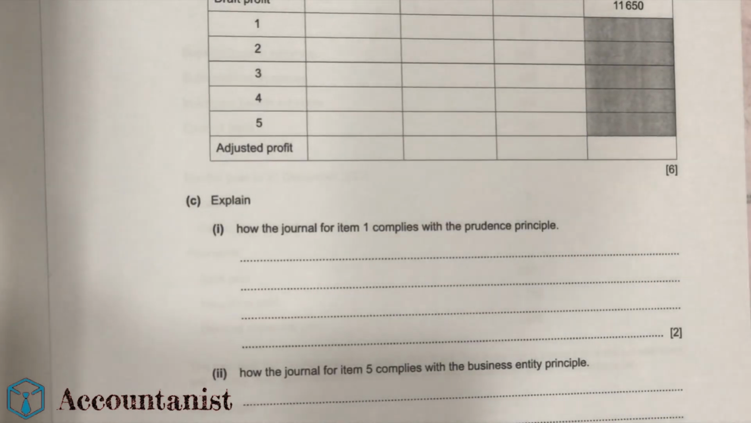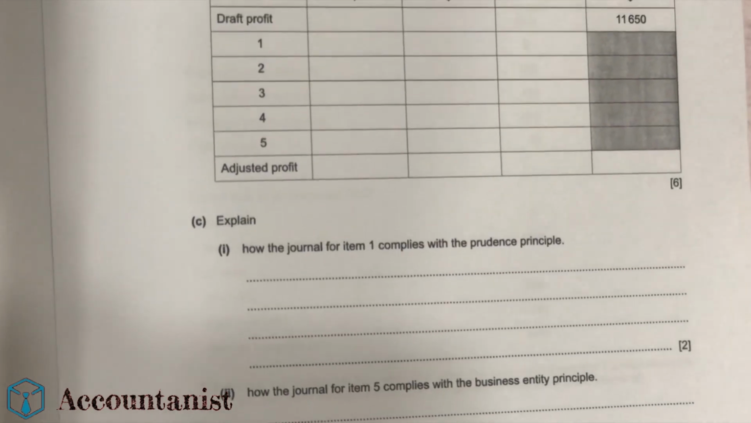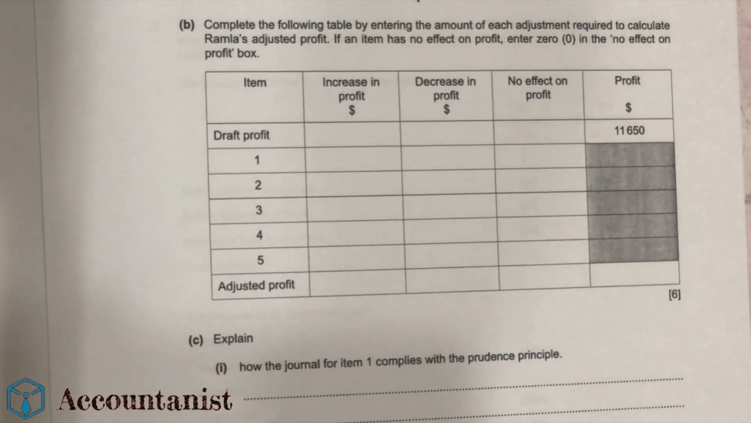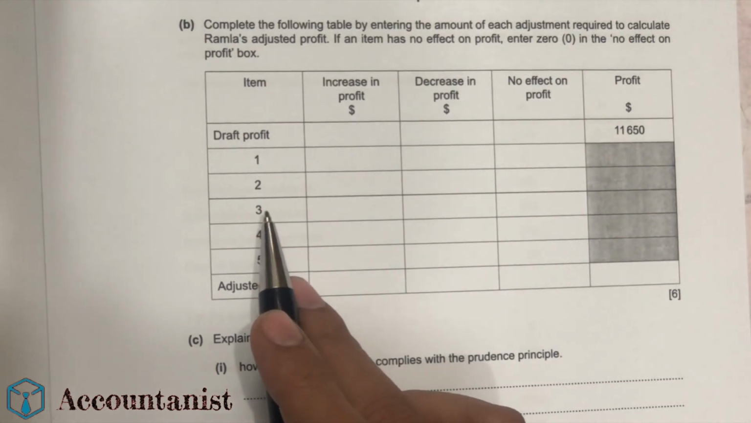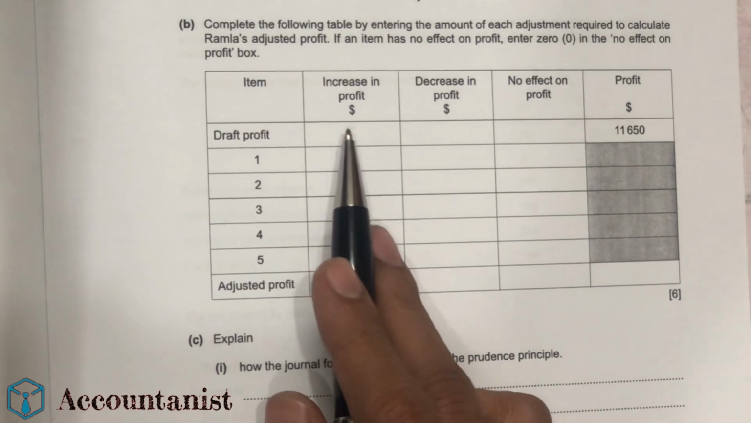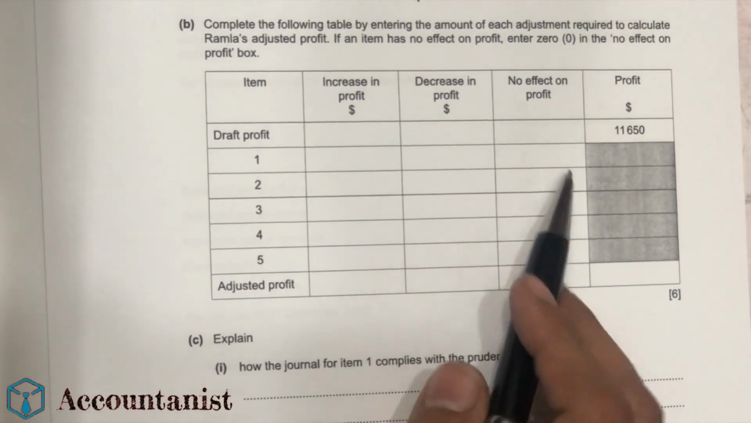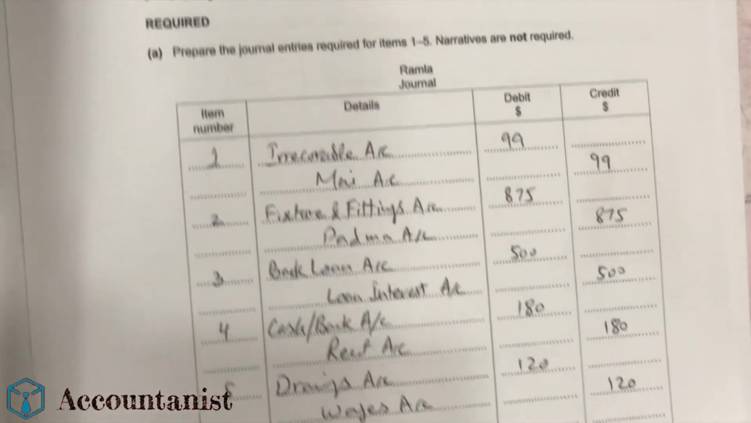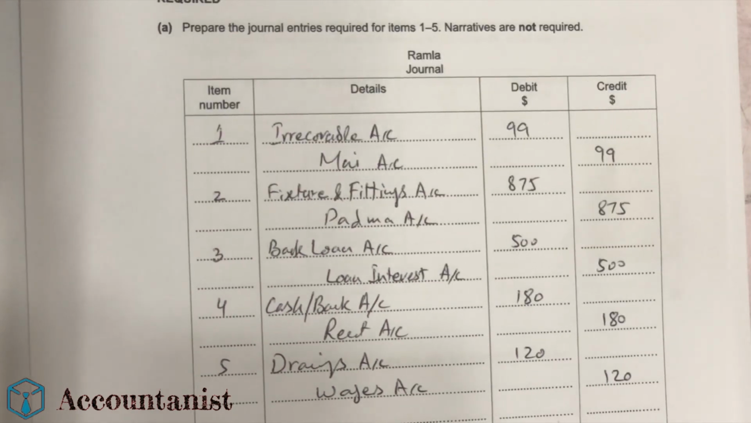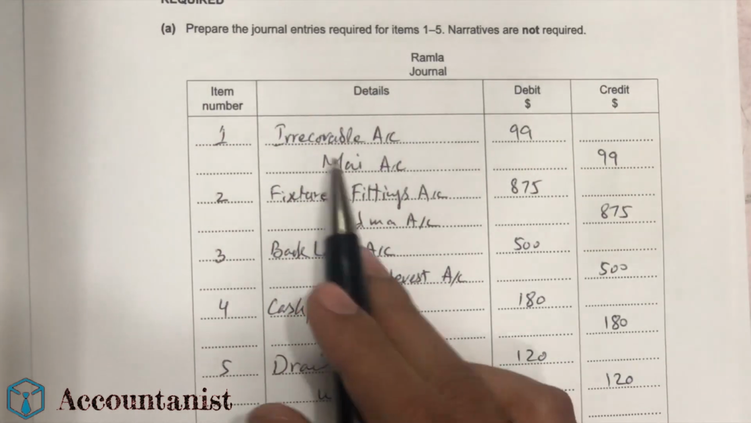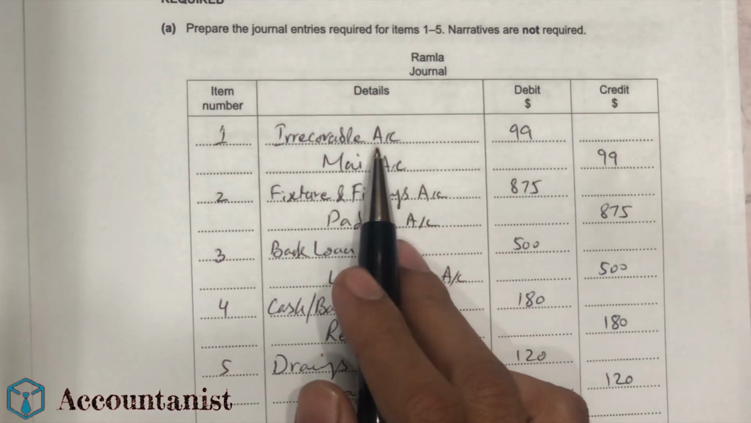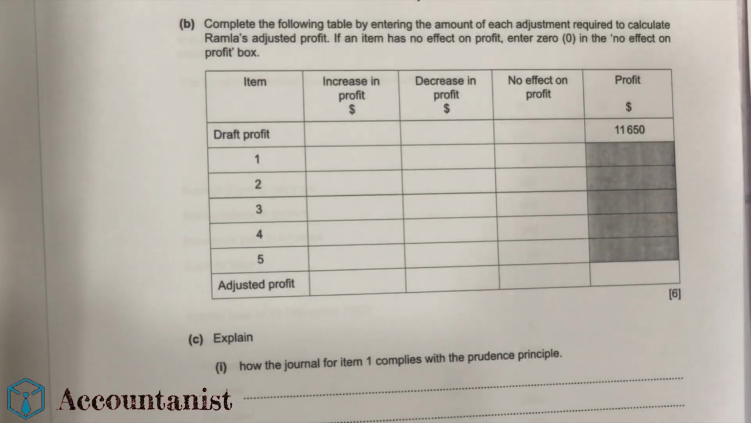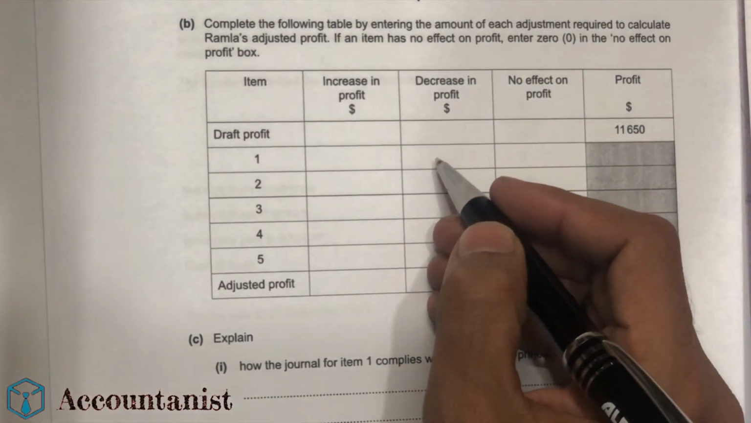So moving on to the next requirement, section B, it says that we have to look at the errors or the adjustments, and for each adjustment we have to say if our profit is going to increase, decrease, or have no effect. So let's have a look at the transactions one by one. The first transaction says the irrecoverable account debit. Irrecoverable is an expense, it means bad debt, so it's going to decrease our profit. So we'll write down this one here, in the decreased profit column, it was $99.